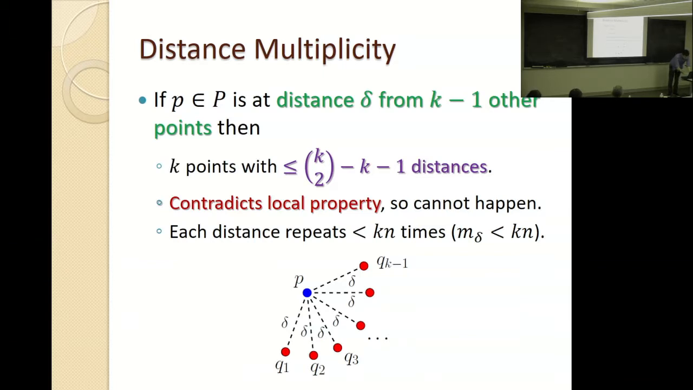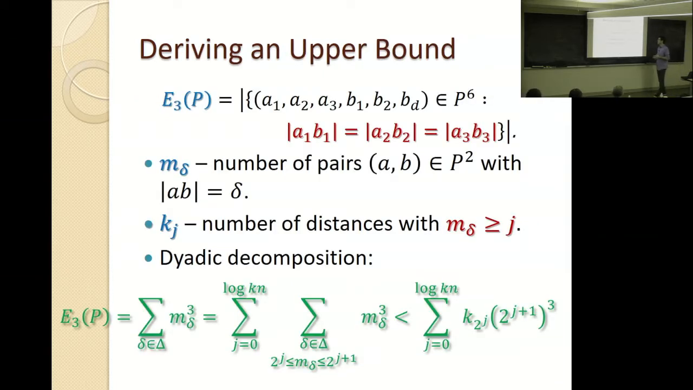Okay, why is this useful? Let's have one more piece of notation. We already said m delta: how many times delta appears, how many representations it has as a distance between two points. Let's say that k sub j is how many distances repeat at least j times. So k sub j is how many popular distances we have, how many distances appear a lot.